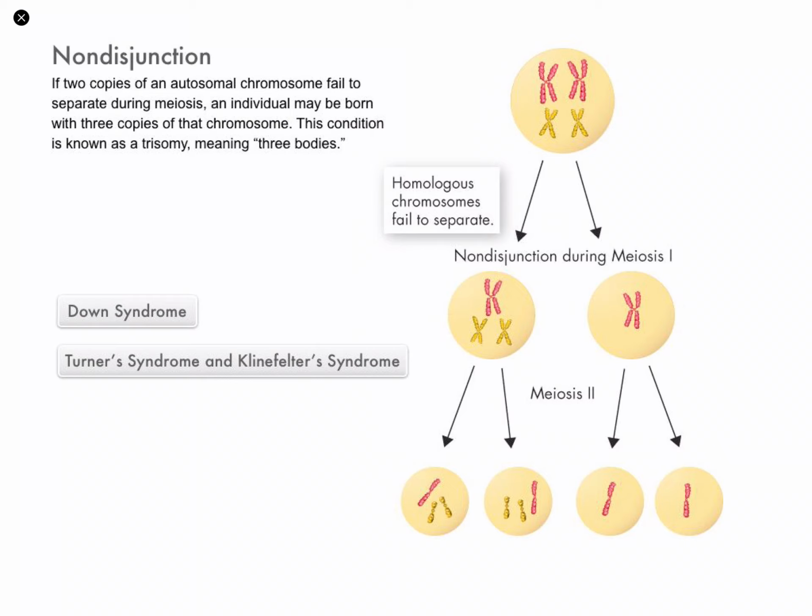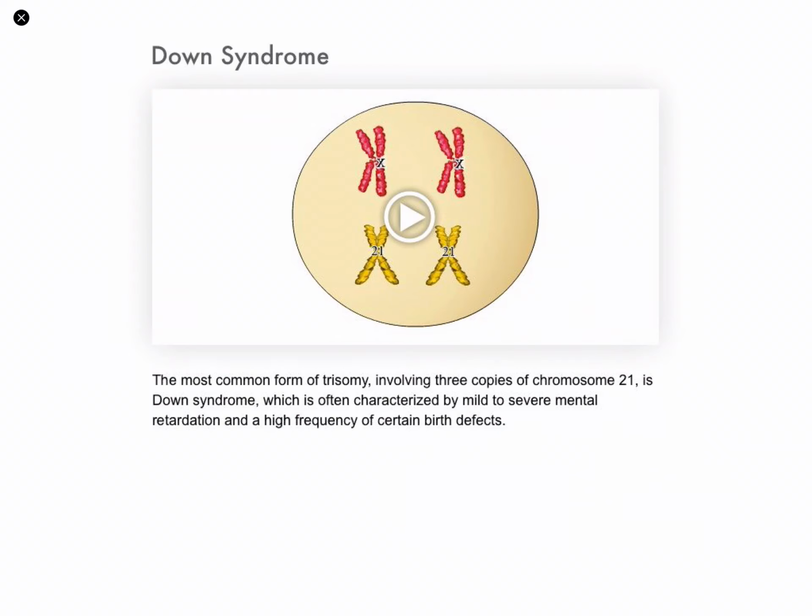Non-disjunction results in trisomy, which means that there are 3 copies of a chromosome in some of the cells. Trisomy can result in Down syndrome. The most common form of trisomy involving 3 copies of chromosome 21 is Down syndrome, which is often characterized by mild to severe mental retardation and a high frequency of certain birth defects.